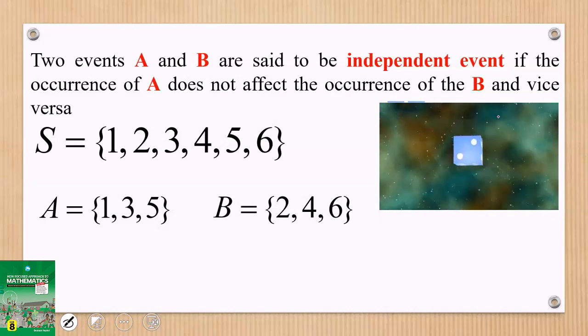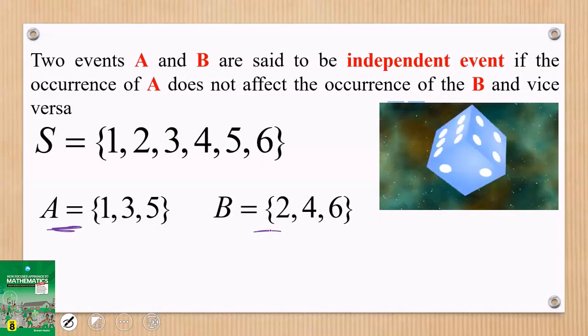When you are throwing a die which is fair, the occurrence of an odd number does not affect the occurrence of an even number. That is what we are trying to say. So these are two independent events. Any of them can occur independent of the other. So that is all we are going to look at. Let's take an example and see.